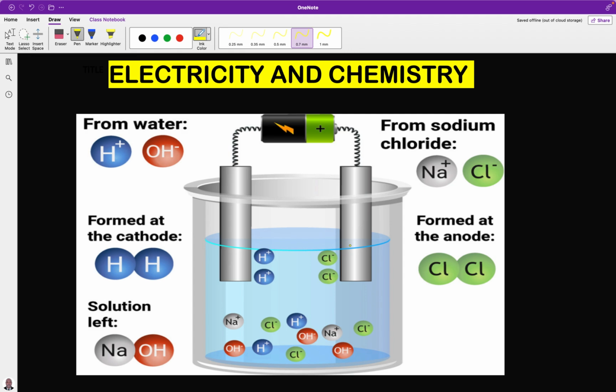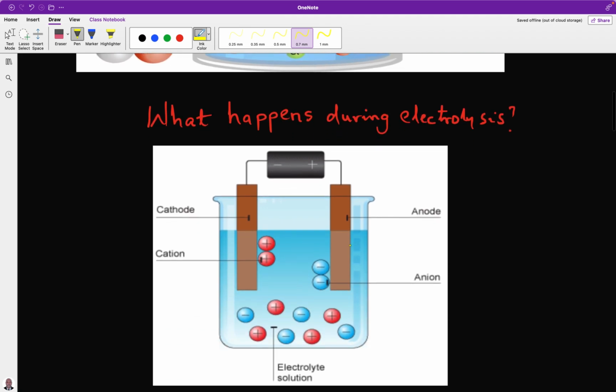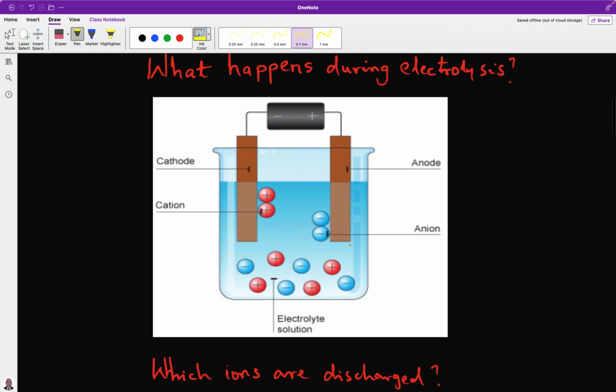But what happens during electrolysis? That is the most important thing. Take for instance, this is an electrolytic cell. This is a cell. In this cell, we have the electrodes. These are the electrodes.